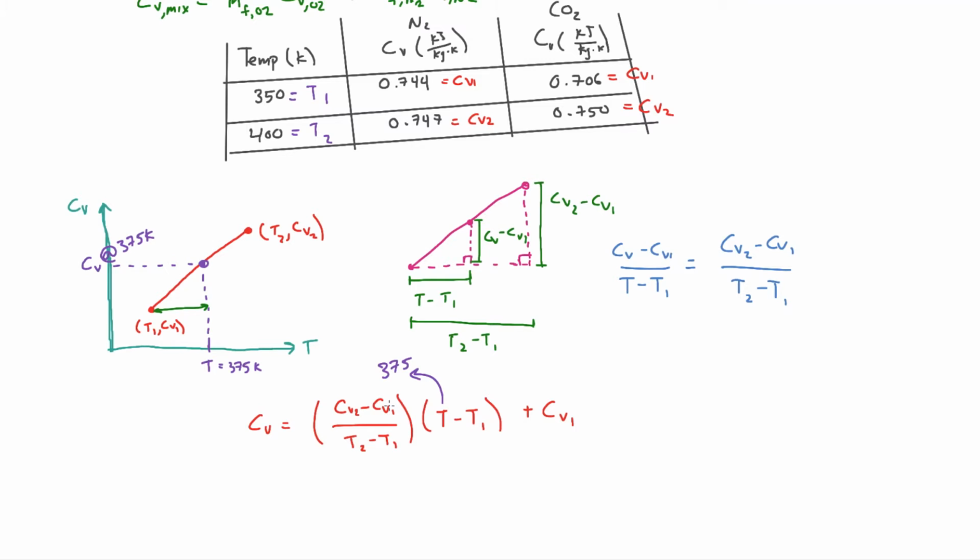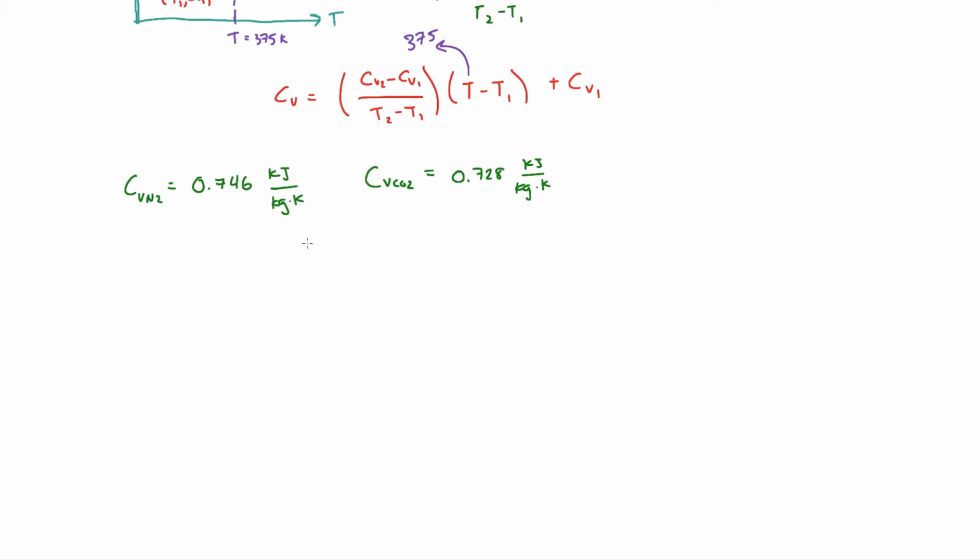Since this video is probably going to be very long, I'm going to save us some time by just writing out the CV values. So just plug in all these values into this equation, and you should get the same thing that I'm going to write right now. Okay, so what we get is 0.746 for nitrogen and 0.728 for CO2.